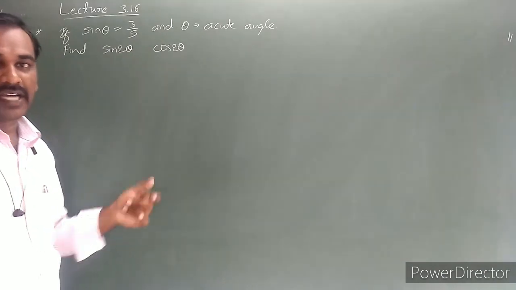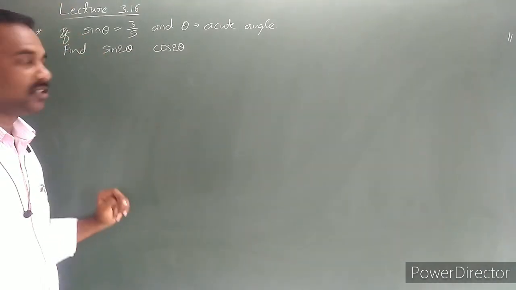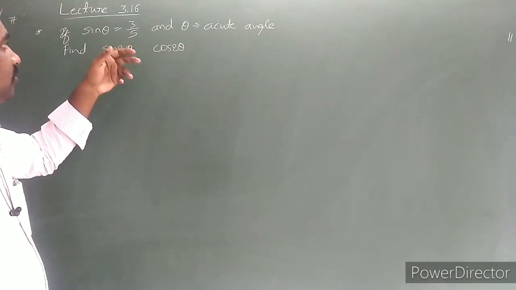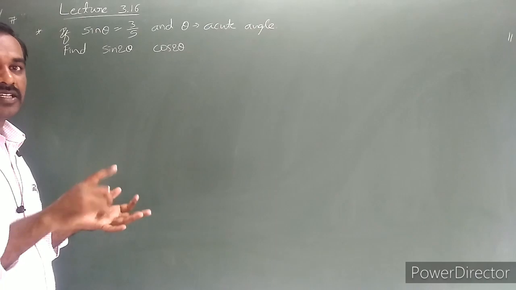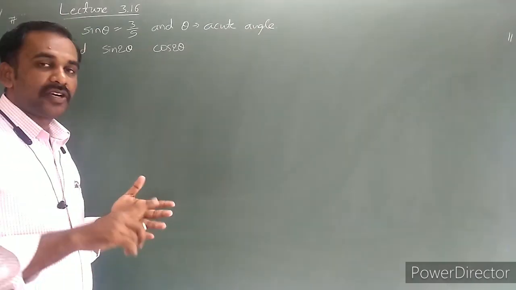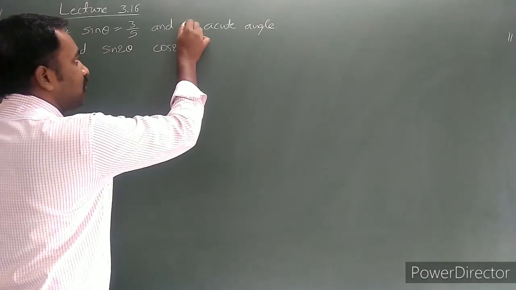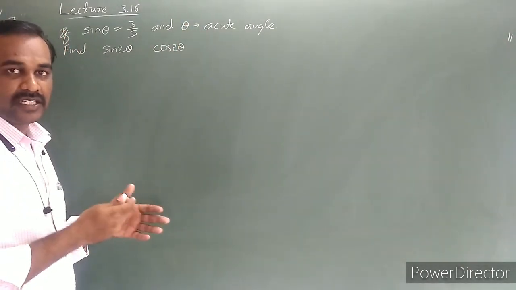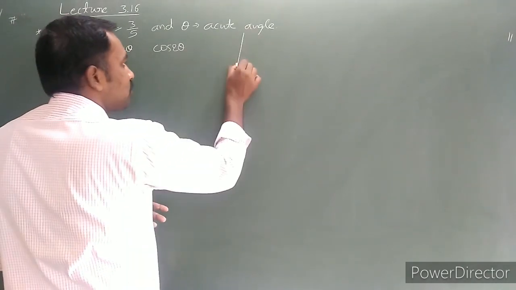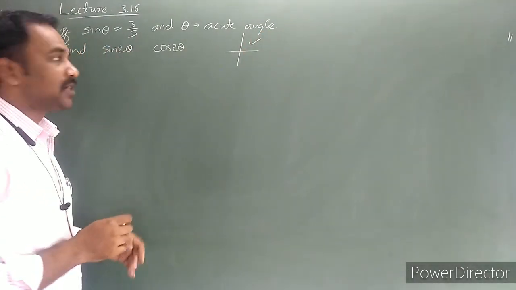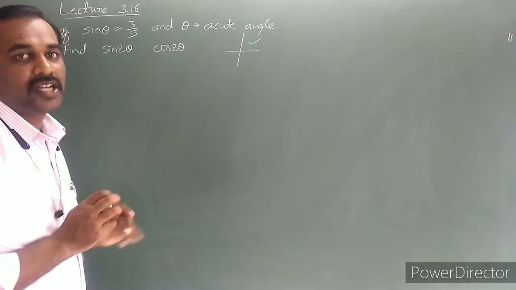Previously we found that when one ratio is given, we can find the remaining five ratios. And here we have to observe which quadrant the angle belongs to: the first quadrant, second quadrant, third quadrant or fourth quadrant. Here theta is an acute angle. Acute angle means the angle lies between 0 to 90 degrees. 0 to 90 degrees is nothing but which quadrant? It belongs to the first quadrant. Theta belongs to the first quadrant, so all the trigonometric ratios are positive.